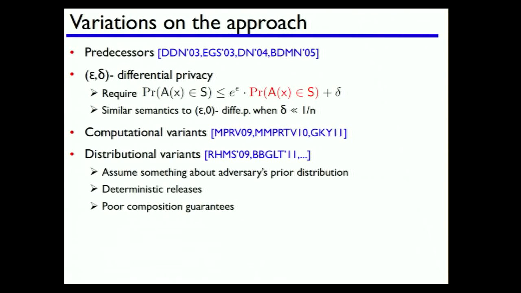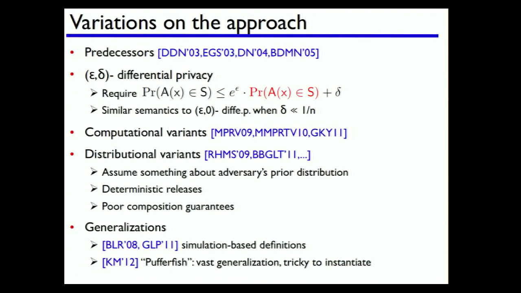And there are distributional variants where I try to assume something specific about the adversary's prior knowledge, maybe a prior distribution the adversary has, and I'll try to exploit that to perhaps get a deterministic release rather than something that's randomized. So there are a couple of papers on this. There was a paper at AsiaCrypt last year in particular that made a lot of headway in formalizing this. But one thing that comes with these deterministic releases is they almost necessarily have poor composition guarantees. So it's tricky, and there are a number of papers on that.